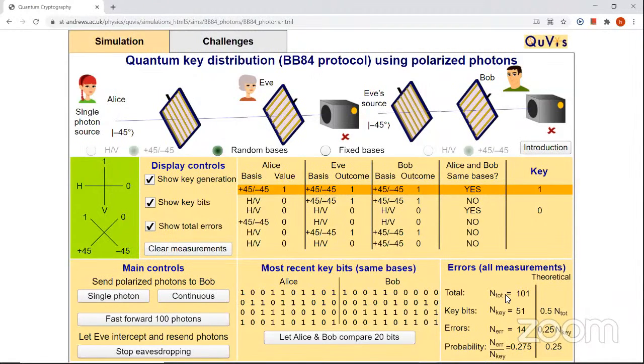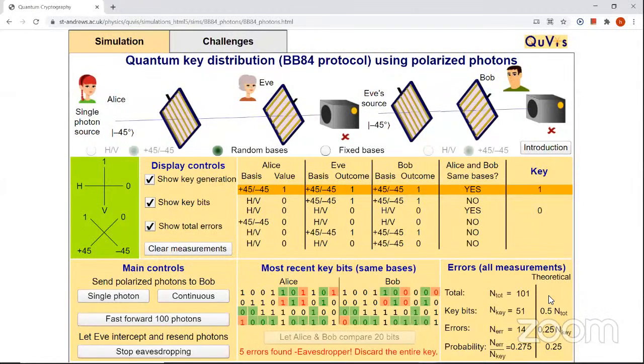Till now they are not aware of the presence of Eve. But when they do this error detection, they will arbitrarily match 20 bits. Out of these 20 bits, 5 times their bits are not matching. So what percentage is it? 5 out of 20 is basically 25%. So 25% of the time we are getting error, and 25% error means Eve is present.